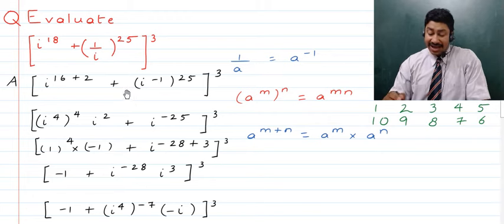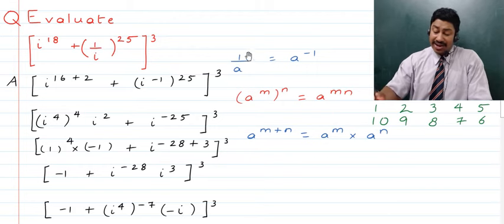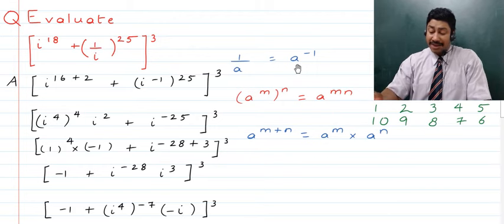To that is added i raised to the power minus 1, because any number in the denominator, when brought to the numerator, will become a raised to the power minus 1. As such, this is going to become equal to i raised to the power minus 1, whose whole power is 25.